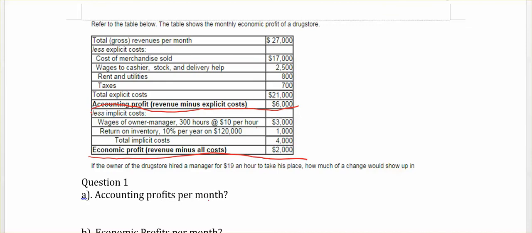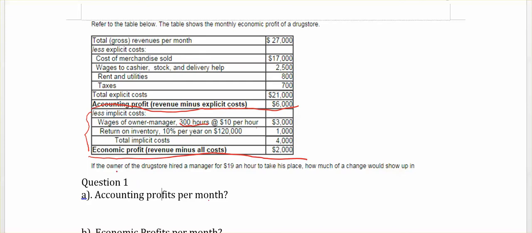So that's why, following the accounting profit, we have some detail about the implicit cost, like the wages of the owner manager. First, he worked 300 hours to manage the drugstore. If he used the time to do other things, he can get $10 per hour. So this is his opportunity cost to manage the drugstore. And also the return on inventory, that is 10% per year on $120,000.